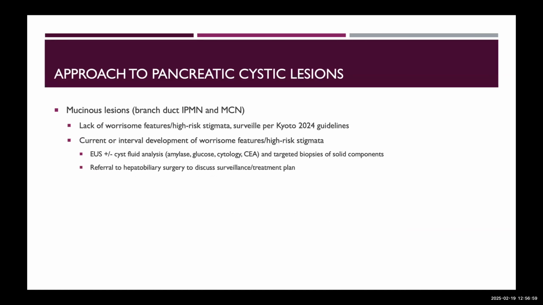And lastly, for branch duct IPMNs and MCNs, if there are no worrisome features and no high-risk stigmata, survey these individuals like you would under the Kyoto criteria, meaning serial surveillance depending on size. If there's any current or interval development of worrisome features, such as mural nodularity, masses, or pancreatic duct dilatation, send to us once again for EUS, and then we'll discuss with our hepatobiliary surgeons whether or not they'd like us to collect cyst fluid for analysis and or to target biopsies of the cyst itself.